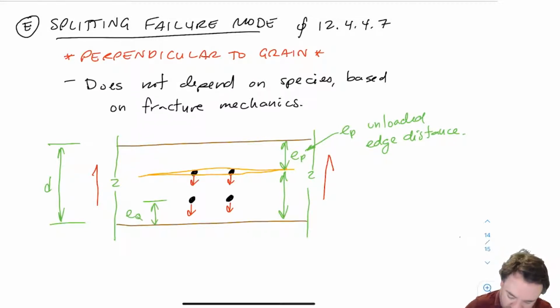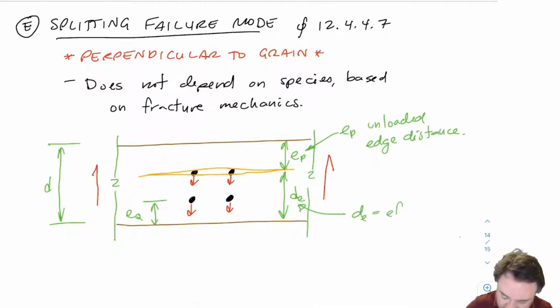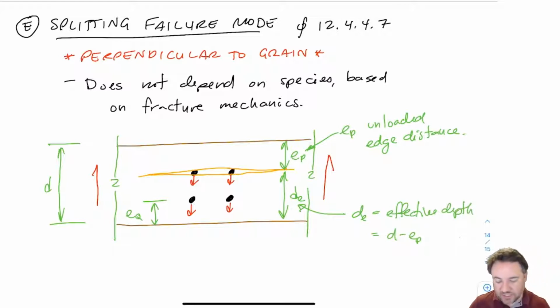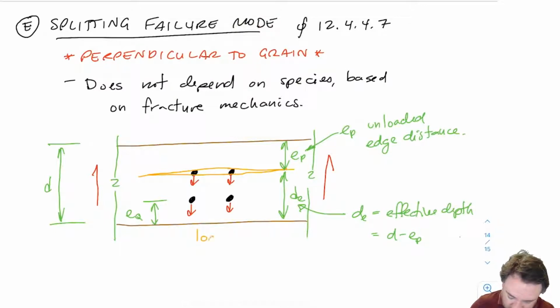What we're going to use is this DE, which is our effective depth. This is the same dimension that we used when we talked about calculating shear strength at connections in one of the previous videos. So this is effective depth, and that equals D minus EP, minus our unloaded edge distance. So remember, it's the distance from the farthest bolt to the loaded edge. And just to remind us, in this connection, since the bolts are pushing downwards, this is our loaded edge, and this one up here is our unloaded edge.